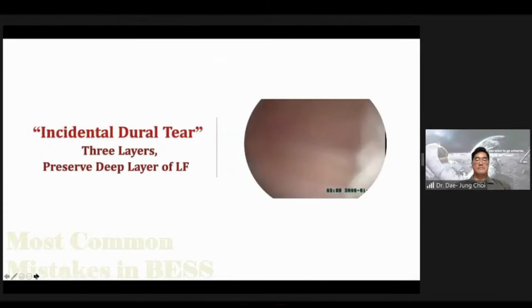One very unwanted complication for surgeons who are performing BESS for the first time is dura tear. Because it is underwater and in a narrow space, basically you cannot suture. It can also be prevented when you follow the basic rules.